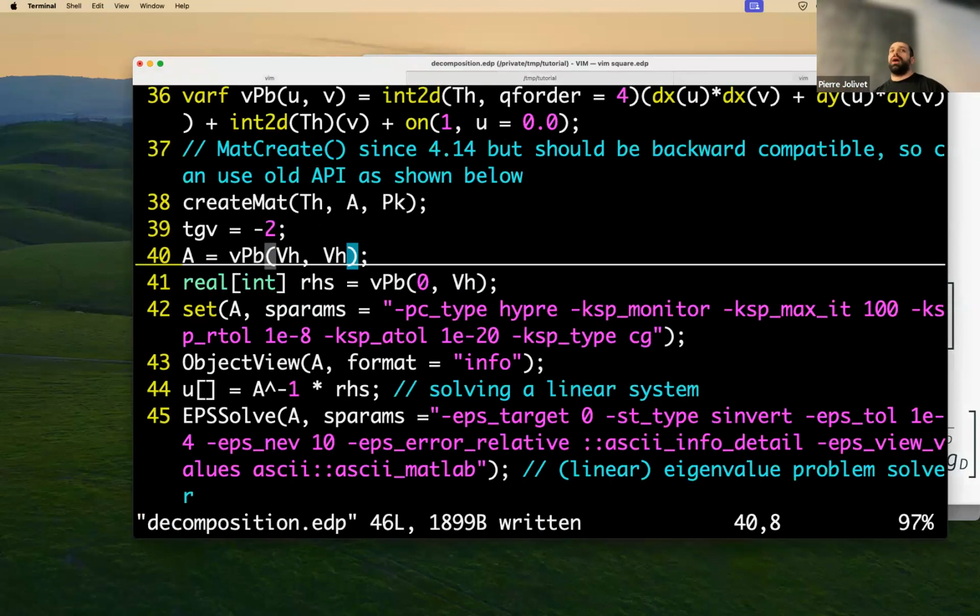And so here I will do something very stupid. I will just solve a generalized eigenvalue problem, but with a B which is the identity matrix. And so hopefully I should get the same result when I call the EPS solve.